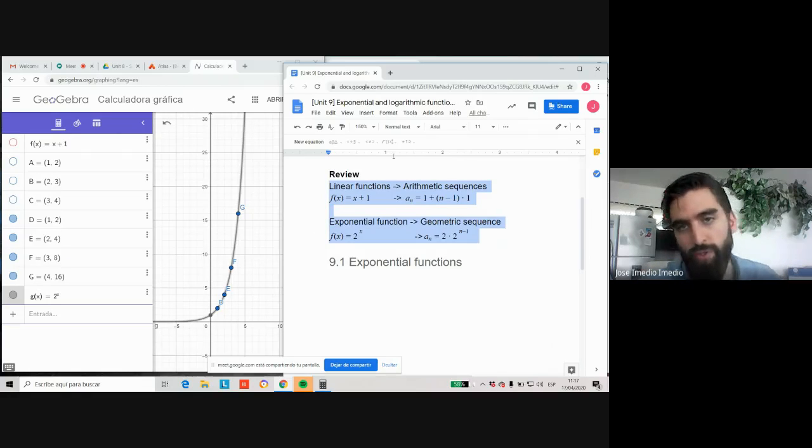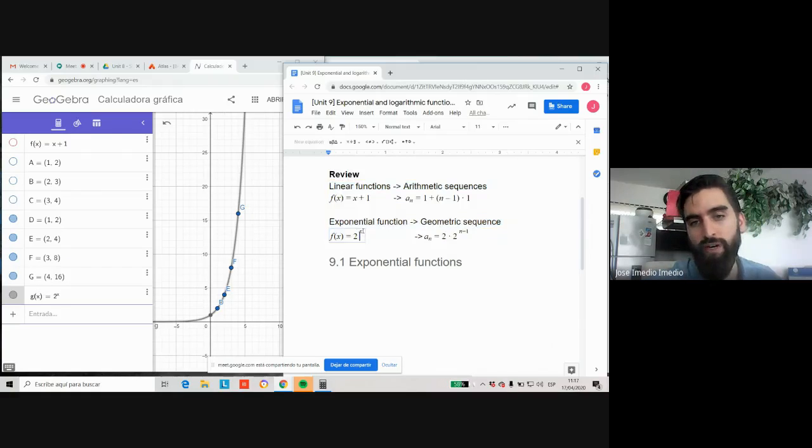So this is the review. We learned linear functions, and now we know an equivalent way of expressing them with the discrete variable. We learned geometric sequences, and now we're about to learn another way to express the same concept, but with the continuous variable. That's the correspondence.